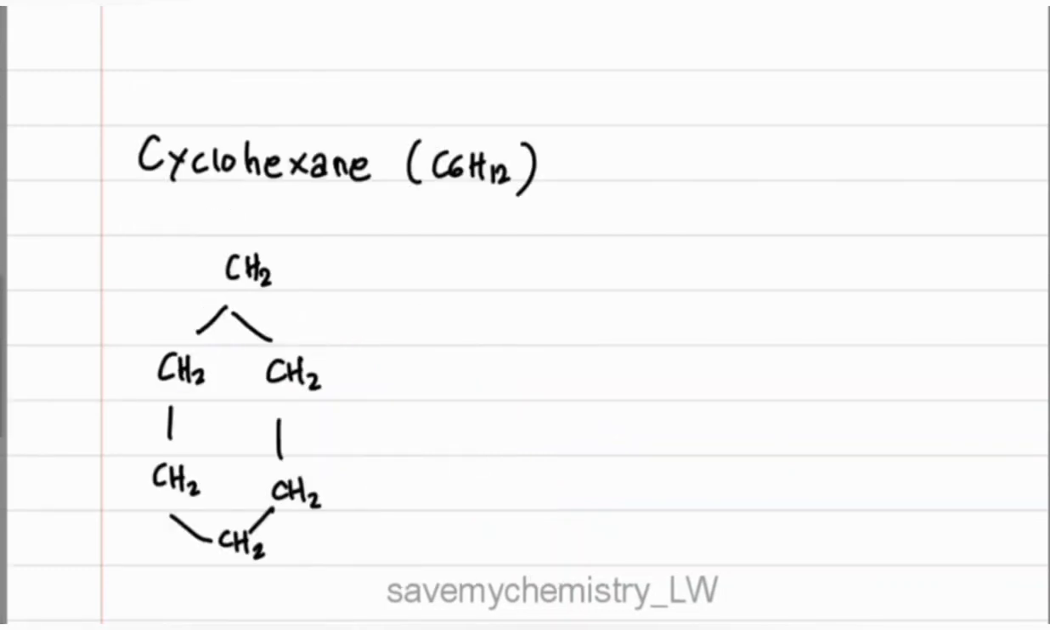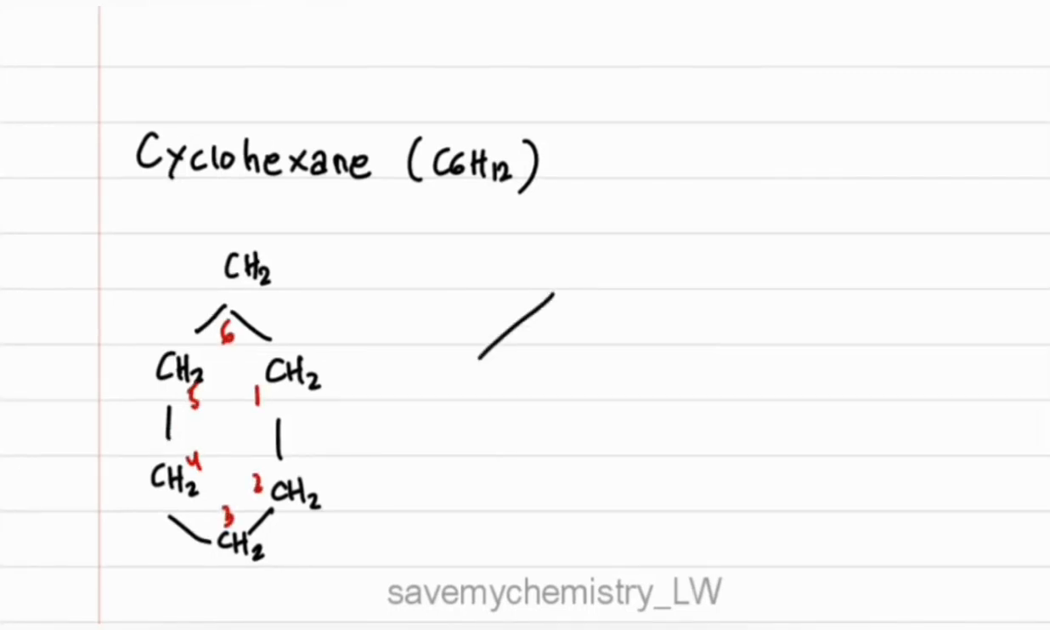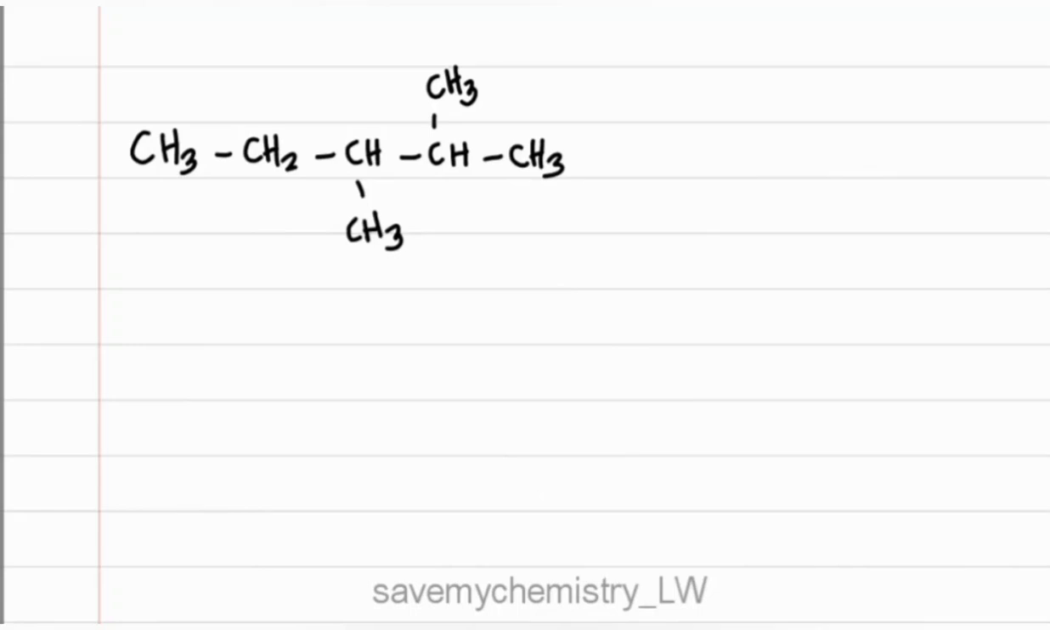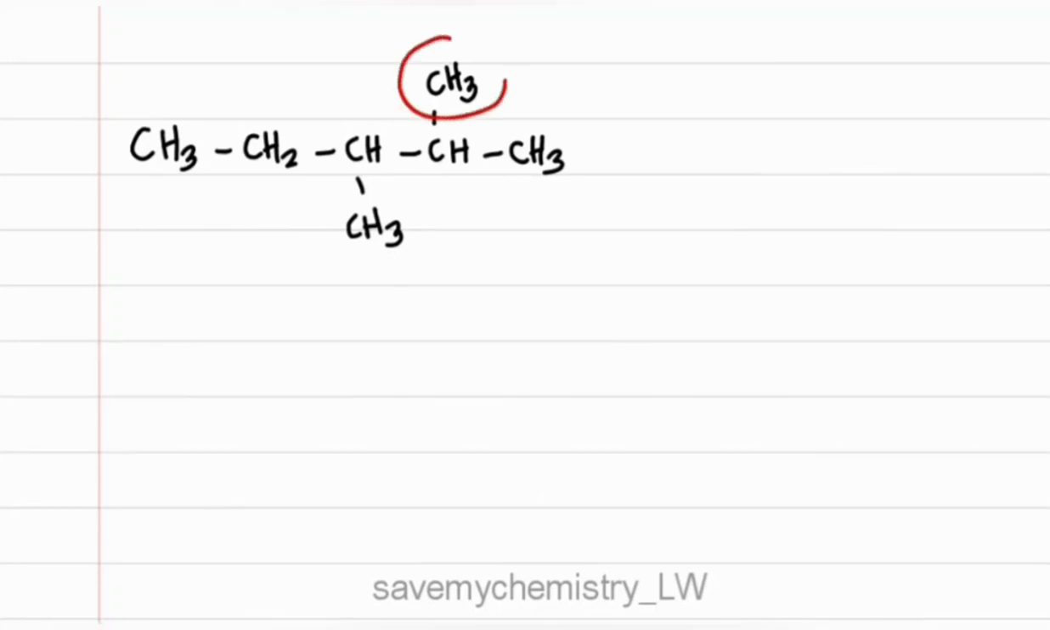And then cyclohexane, C6H12. Cyclohexane is a ring of carbon atoms, each with 2 hydrogens attached. This is what it looks like in both a structural formula and a skeletal formula.